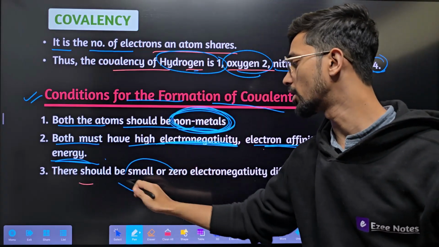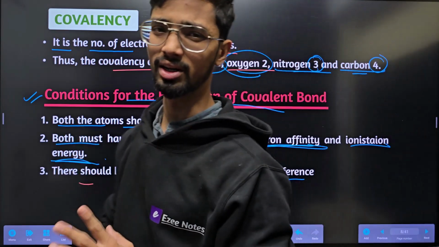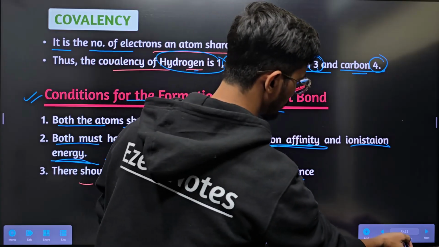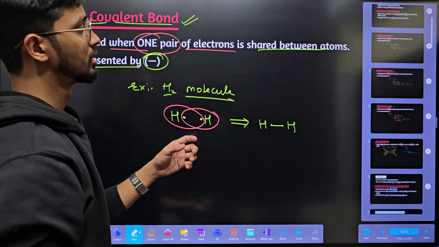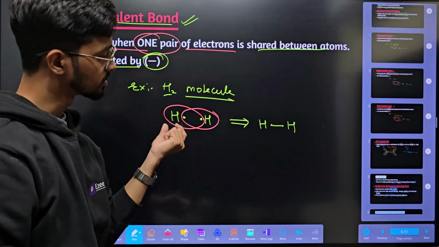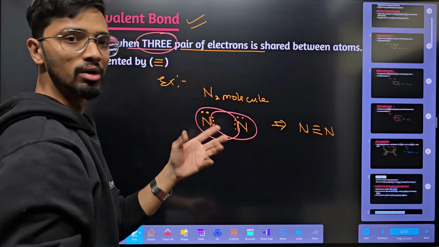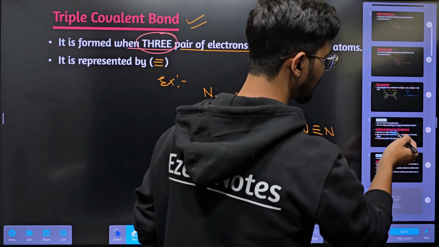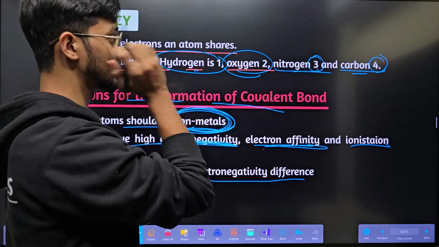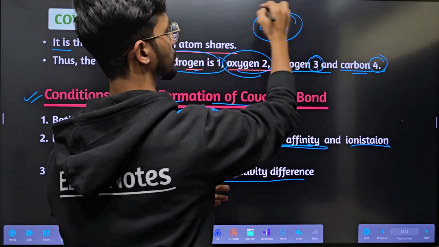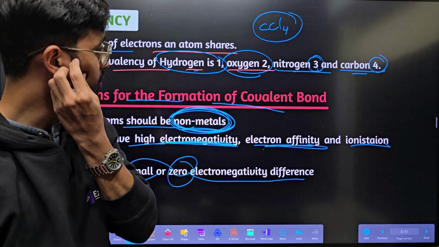There should be a small or zero electronegativity difference. Very little or zero electronegativity difference. Like I told you about H2, right? Both are the same atoms, so zero electronegativity difference. O2, both are the same atoms. N2, both are the same atoms. So the electronegativity difference can be 0 or very small. If we talk about CCl4, this is also a non-polar molecule. We can say they also form a covalent bond.